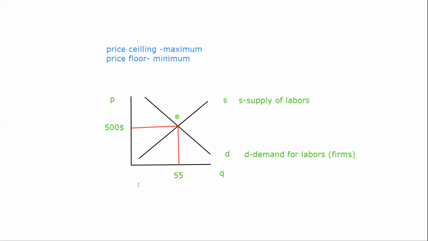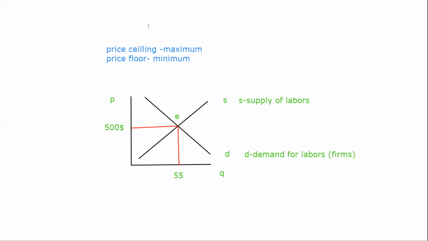Okay. At $500. So which means that the supply of the laborers who are willing to find a job will be highly satisfied if they are offered a $500 salary. And the demand for the labor will be satisfied if they offer $500 for their labor, not more than this and not less than this.